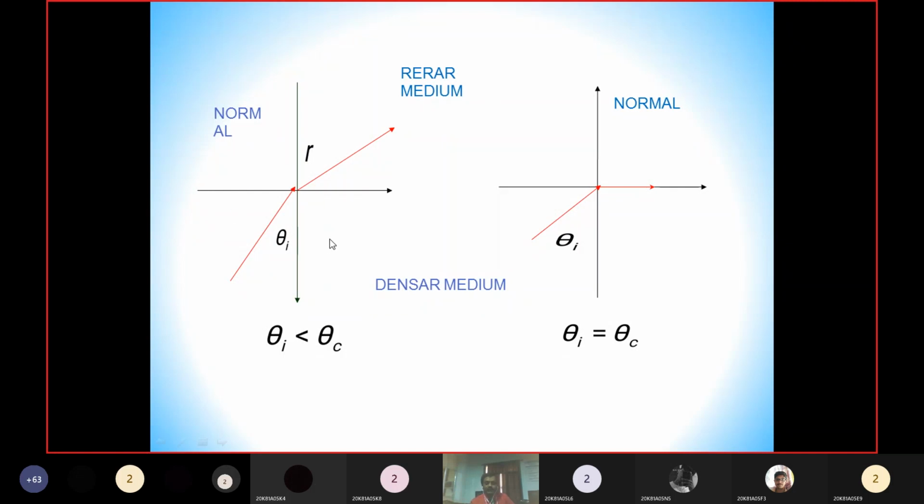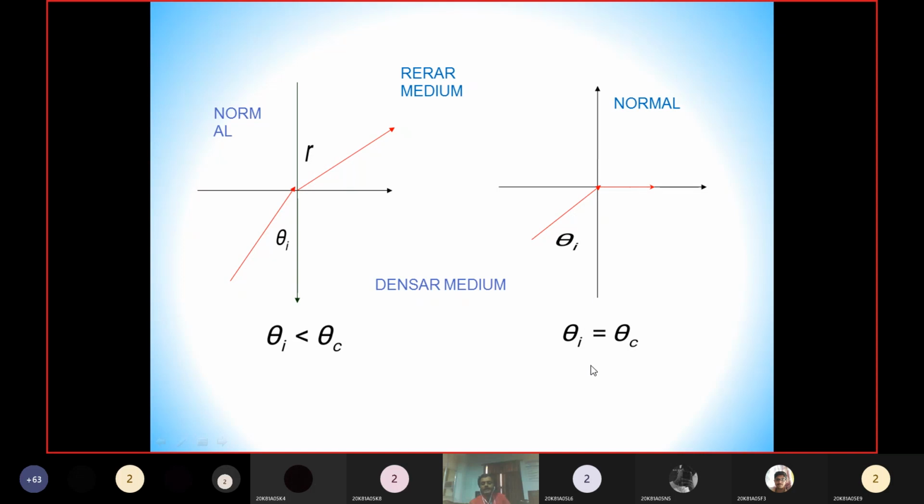So first of all, see here. These are the diagrams for how it will work, how total internal reflection will take place. See here, this is the incident ray. That ray is in the denser medium. This is the refracted ray, and that is in the rarer medium. This angle theta i is initially less than the critical angle. What happened? With that incident angle, the refracted ray is moving into the other medium, the rarer medium.